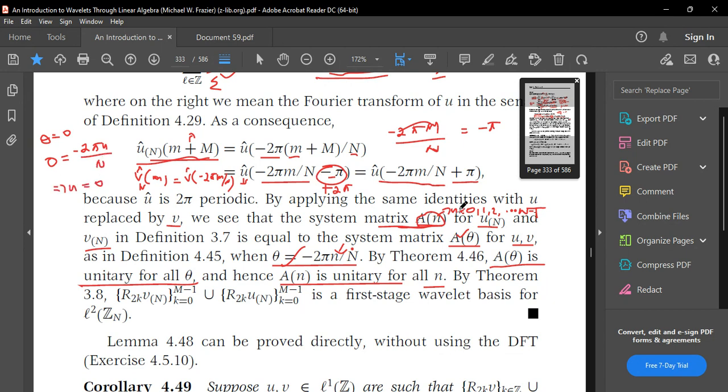So small n equal to 0 is included. You can take theta as minus 2 pi by N, then we will get small n equal to 1. Likewise, for n equal to 0, 1, 2, 3, etc. up to N minus 1, the system matrix A of n is unitary. In the discrete case, this unitary implies what? R2k Vn and R2k Un, from k equal to 0 to M minus 1, will be a first stage wavelet basis for L2 of Z_N.